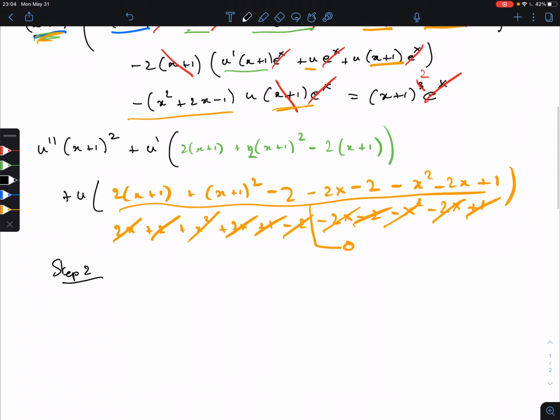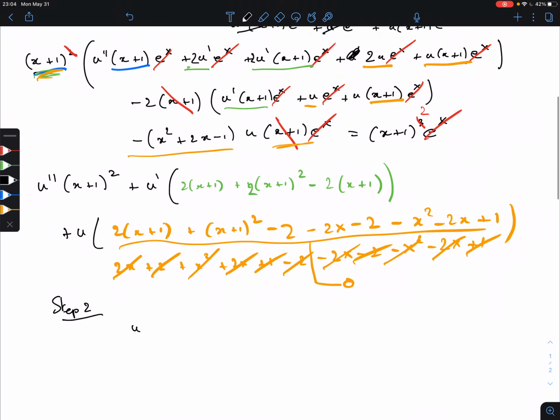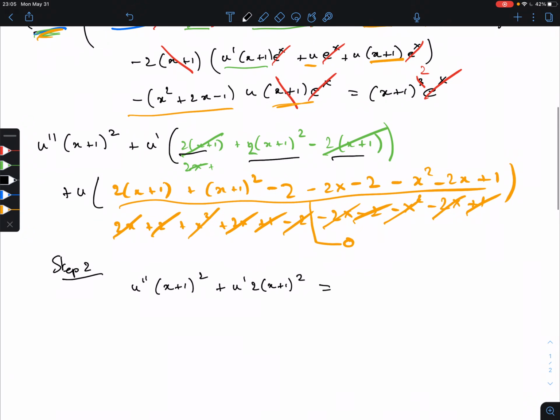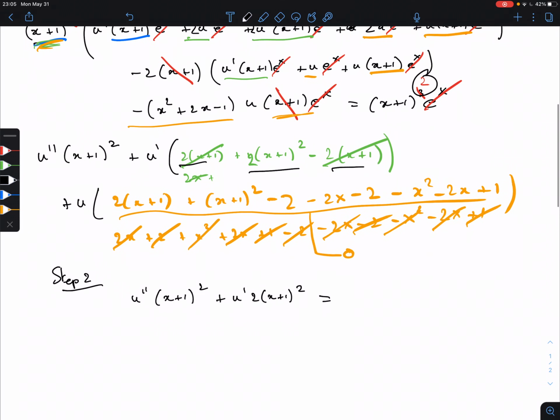But okay, so where are we? Let's gather what we have. We have u double prime (x plus 1) squared plus u prime. I should also perhaps work this out now. 2x plus, oh no, the 2x and the minus 2x cancel, so that's even easier. So these two cancelled, so there's only that one left, which is 2(x plus 1) squared. And that is equal to, well, we have this side here, which was (x plus 1) squared. Don't forget the square.